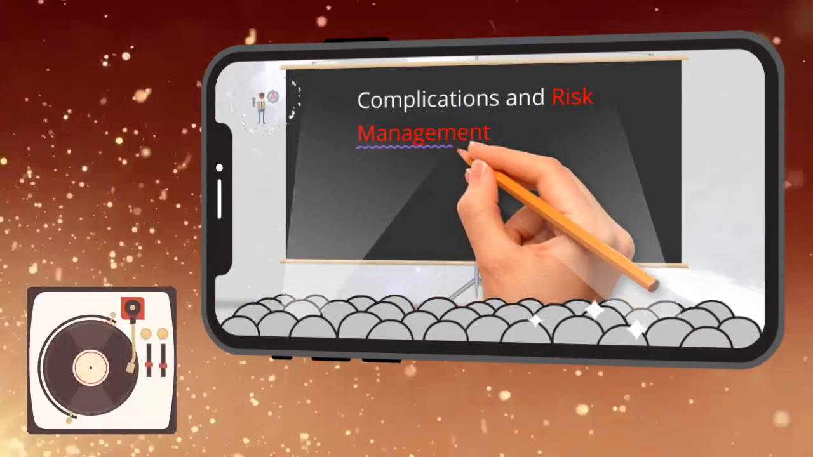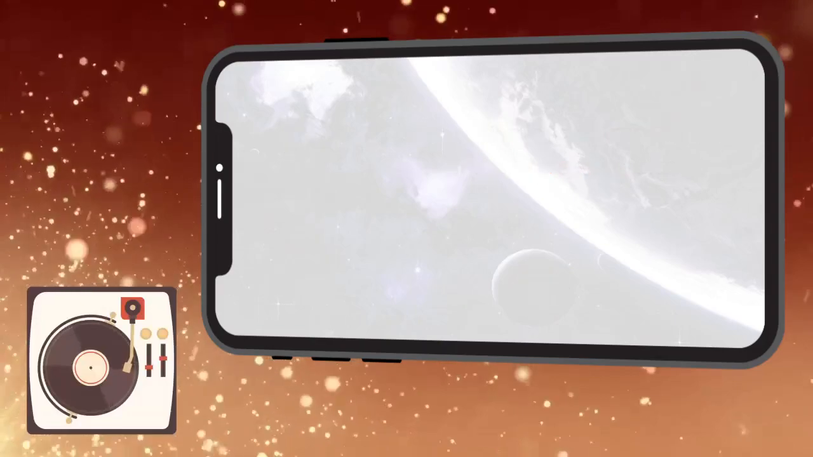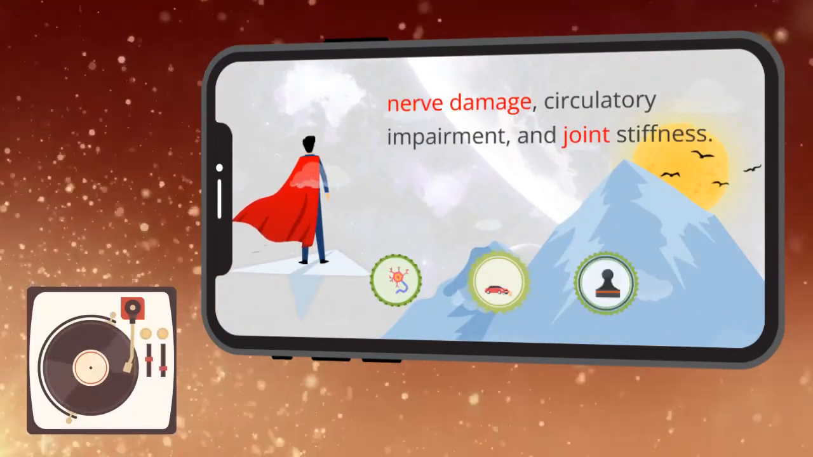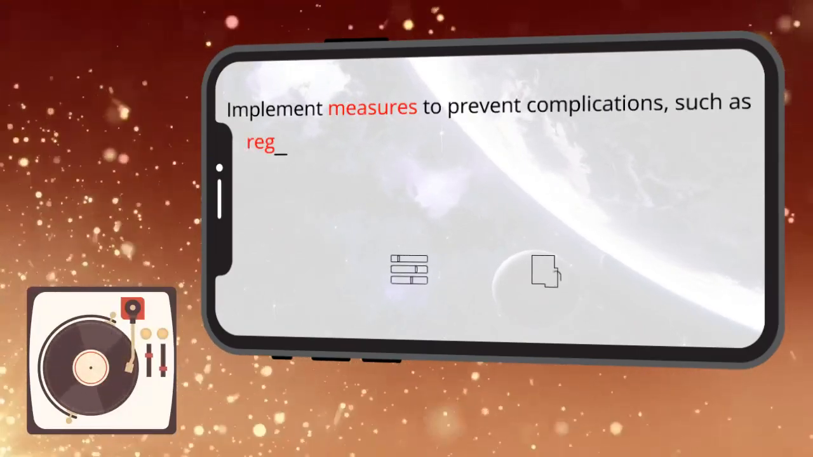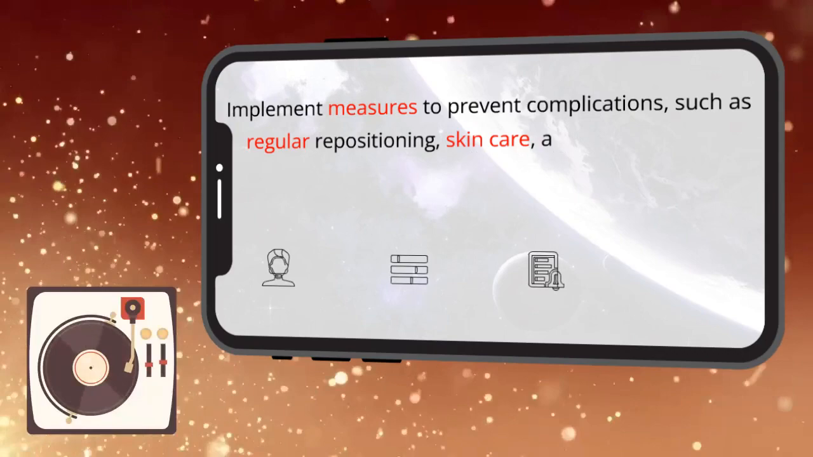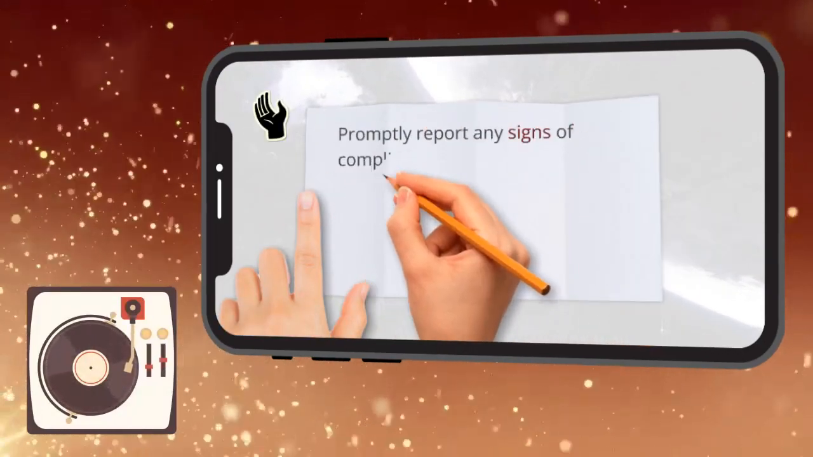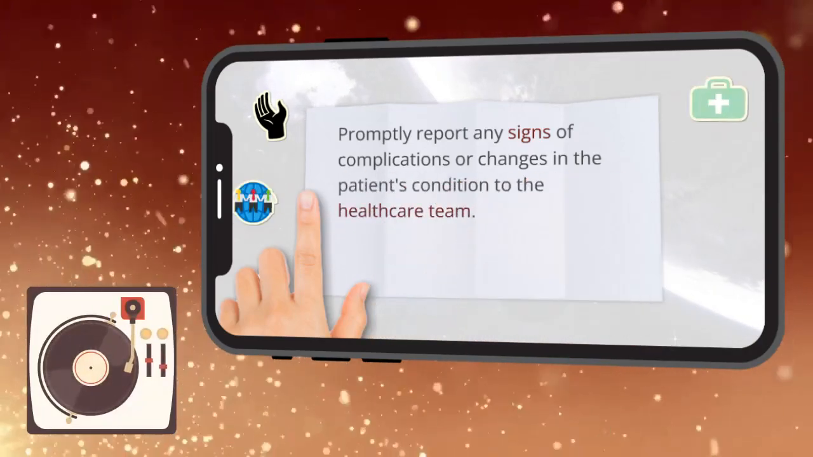Complications and risk management. Complications of traction can include pressure ulcers, nerve damage, circulatory impairment, and joint stiffness. Implement measures to prevent complications, such as regular repositioning, skin care, and neurovascular assessments. Promptly report any signs of complications or changes in the patient's condition to the healthcare team.